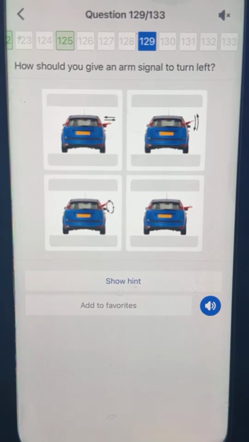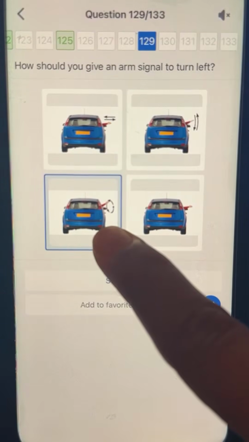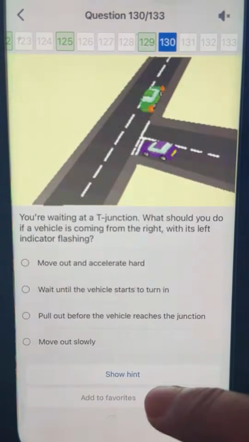Okay, waiting for your answer. How should you give an arm signal to turn left? We did it. Turn left will be turning your hand in a circle, as you can see.